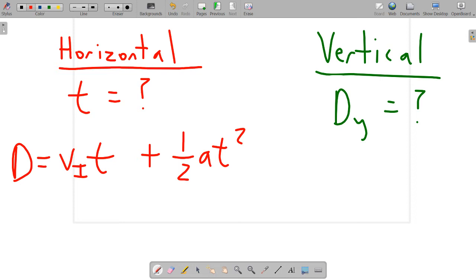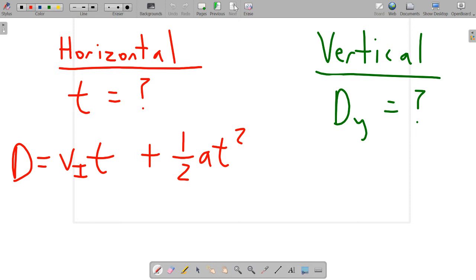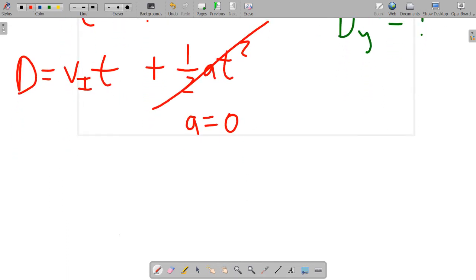Now, let's plug in what we know. What is the acceleration in the x direction? We know that because there are no forces acting here in the x direction. Remember, gravity only acts in y, and we're ignoring air resistance. Since there's no forces acting in the x direction, that means the acceleration is always 0 for these problems, because we're moving at a constant velocity. So if I plug in an acceleration of 0 into this equation, this part of the equation goes away, and this reduces to: distance is equal to initial velocity times time. Okay.